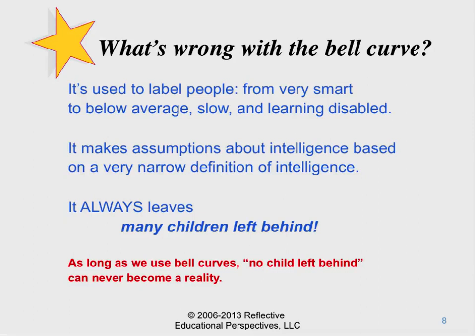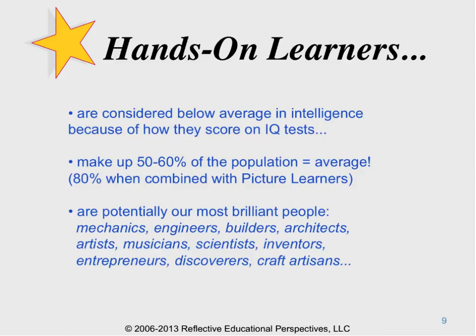So this bell curve makes assumptions about intelligence based on a very narrow definition, and therefore many children are always left behind, the majority. As long as we use bell curves, that No Child Left Behind Act can never become a reality because you're always using the bell curve. So it just can't work, just based on its own definition.